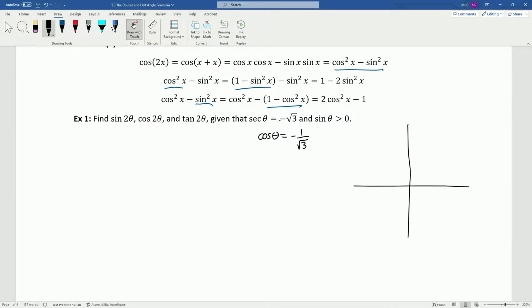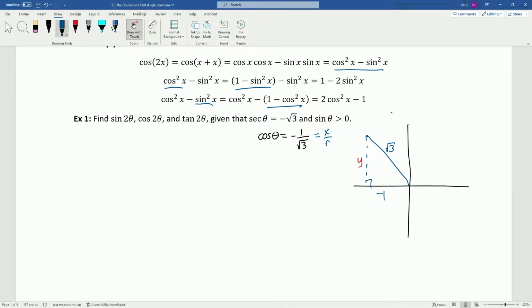So now when I look at this, I go cosine is negative and sine is positive. So that puts me in the second quadrant. And if this is cosine, I can think of this as x over r. So that would make my r the square root of 3 and my x negative 1. And so now I need to find my y.